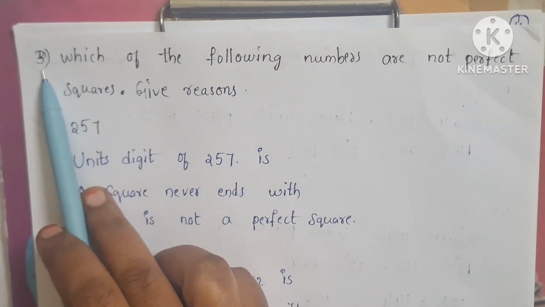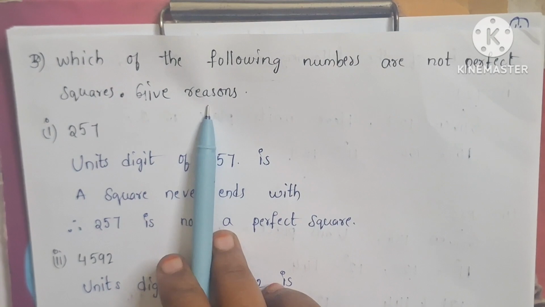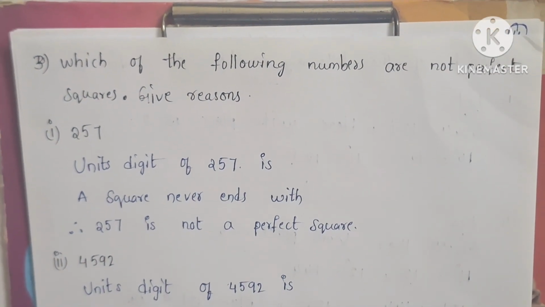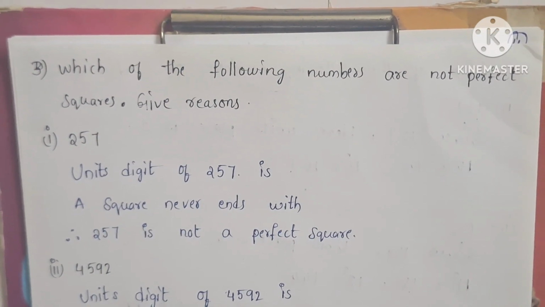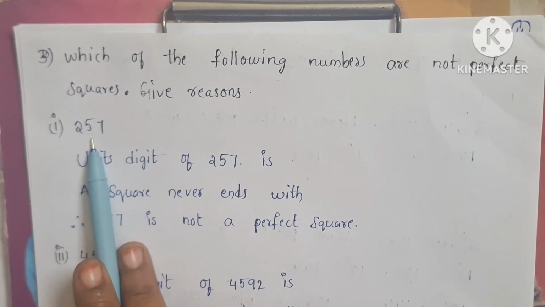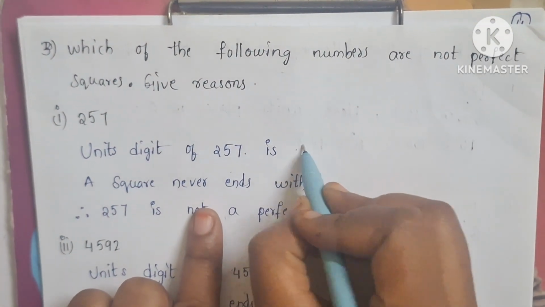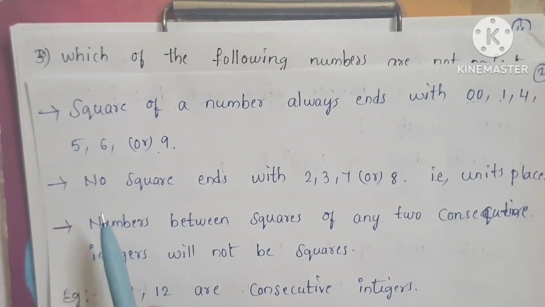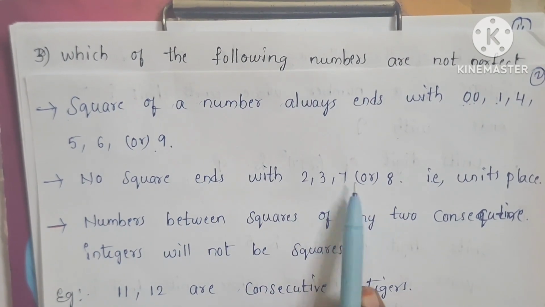Okay. Next, third bit. Which of the following numbers are not perfect squares and give reasons? In this bit, some numbers are given. We need to tell which of the numbers are perfect squares. If they are not perfect squares, what is the reason for telling that they are not perfect squares? Okay. First question is 257. What is the units digit of 257? 7. See, what is the condition for a perfect square? No square ends with 2, 3, 7, 8.